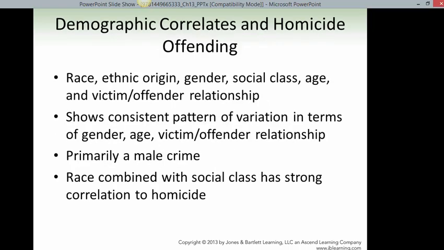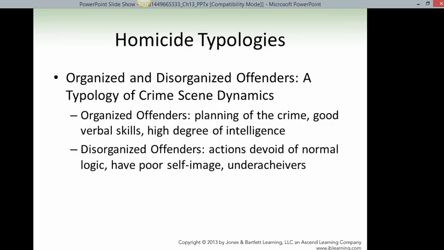Demographic correlates and homicide offending. Race, ethnic origin, gender, social class, age, and victim-offender relationship. Shows consistent pattern of variation in terms of gender, age, victim-offender relationship. Primarily a male crime, race combined with social class has strong correlation to homicide.